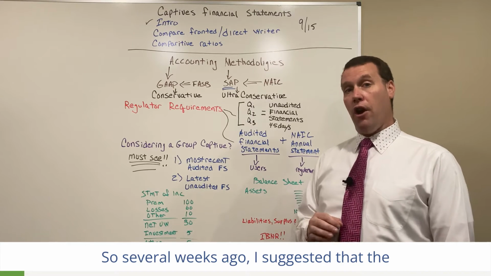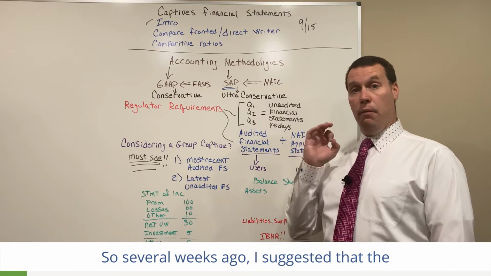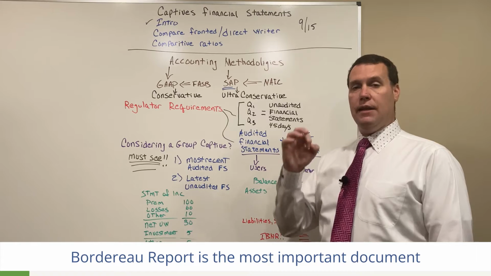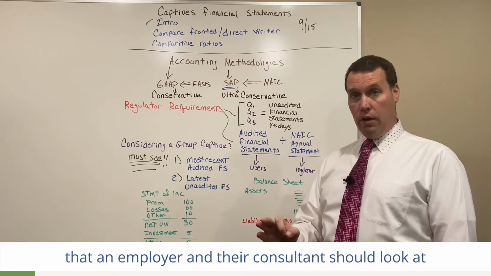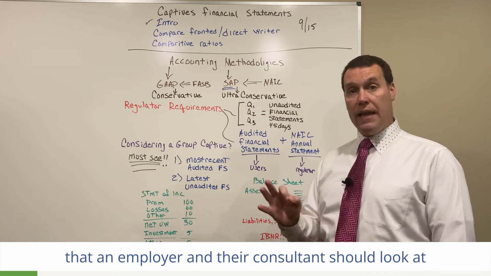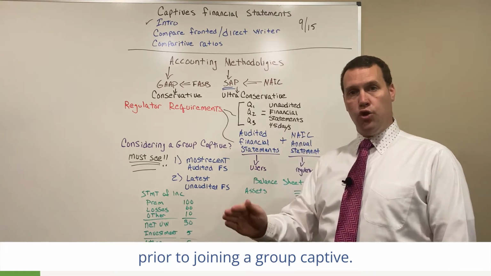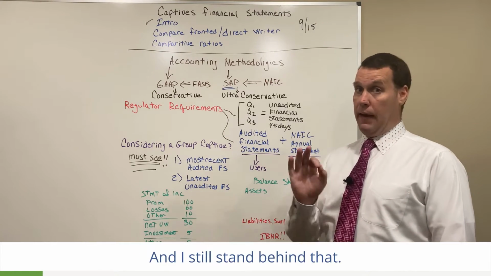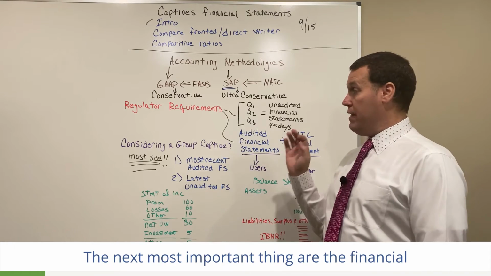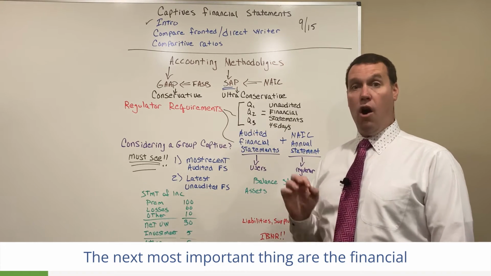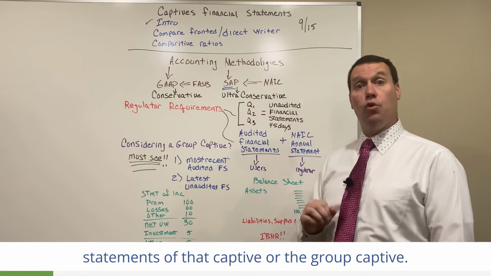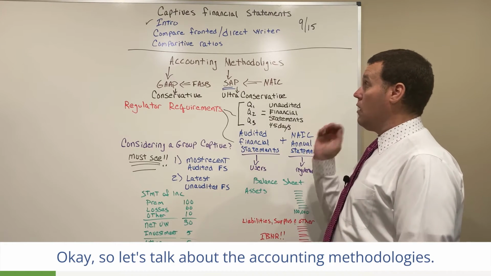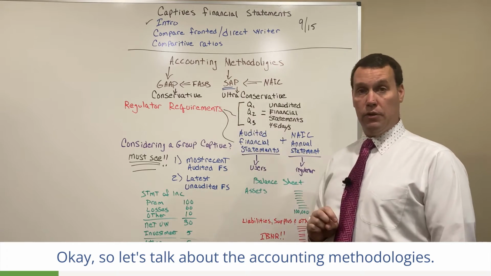So several weeks ago, I suggested that the bordereau report is the most important document that an employer and their consultant should look at prior to joining a group captive. And I still stand behind that. The next most important thing are the financial statements of that captive or the group captive. Okay? So let's talk about the accounting methodologies.